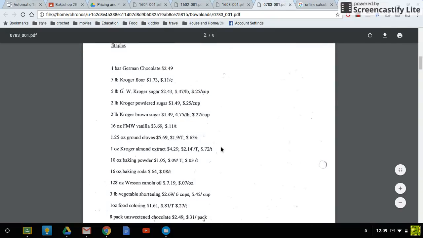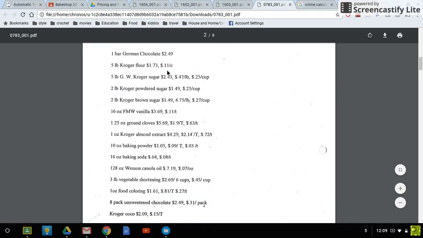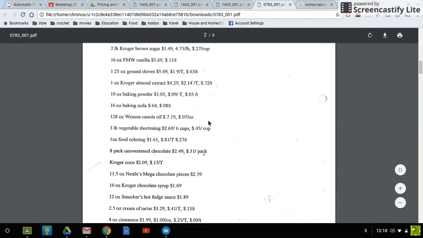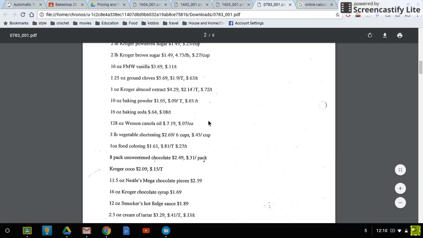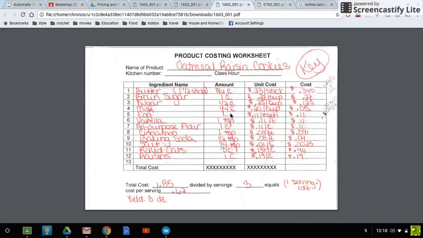Flour. Okay, it's on this page. Oh, at the top. 11 cents per cup. So I go back and write 0.11 per cup. Cinnamon. At the bottom down here. Per teaspoon or per tablespoon. So this time I'm going to look, and I needed a teaspoon. So let's pick the teaspoon measurement, which was 0.09 per teaspoon.